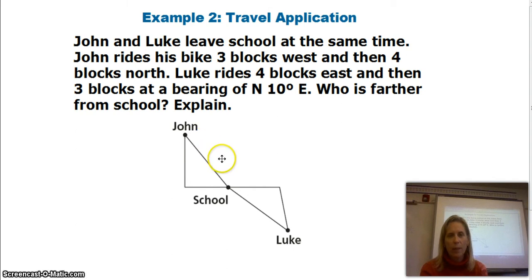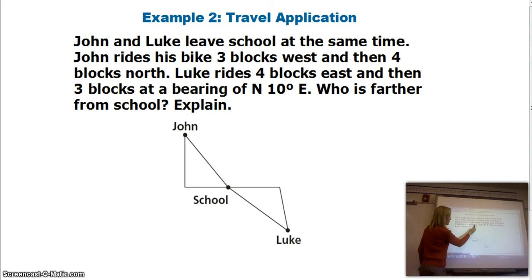Luke rides 4 blocks east and then 3 blocks at a bearing of north 10 degrees east. Who is farther from school? Luke is. Explain. Because the angle is larger. So we might want to write some detail into this, right?